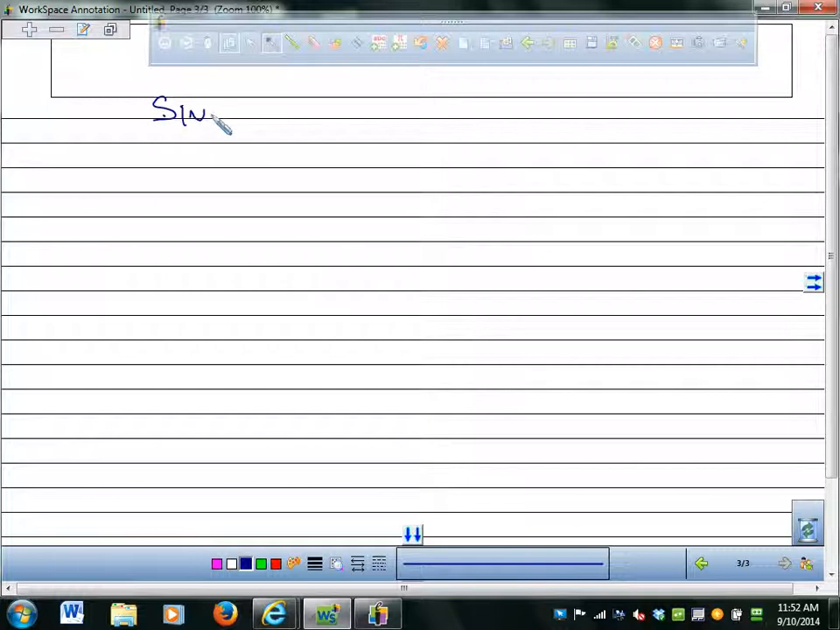Sine, turn the lights off. And cosine are periodic. Okay? Sine and cosine are periodic. I already talked about this. Periodic, meaning they repeat. Okay, they repeat themselves. Repeats every, how often? 2 pi.